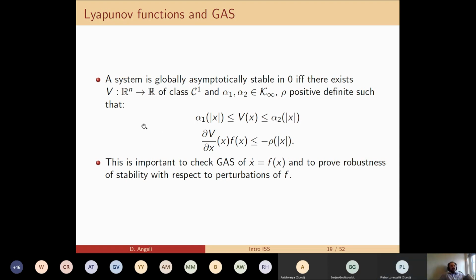I have to say that monotone attractivity, in my language, would be saying that V of x, so is the constant of Lyapunov function.